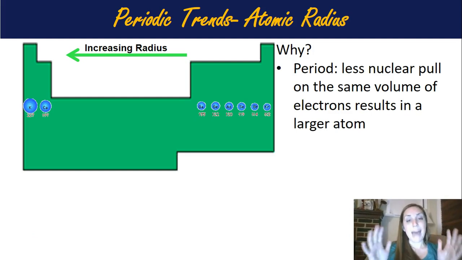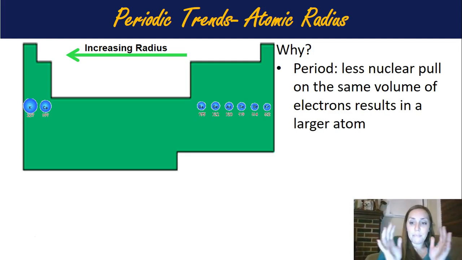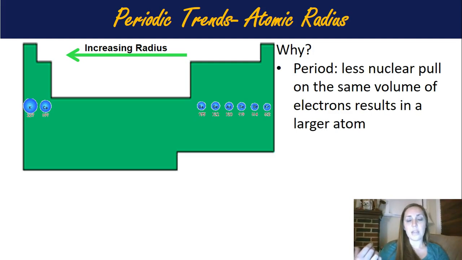If you have the same maximum value of where electrons could go, but you have less pull inwards, then you're going to have a bigger atom. So the less nuclear pull you have, which is towards the left-hand side, right, lower atomic numbers, then you're not going to pull the electrons in as much.